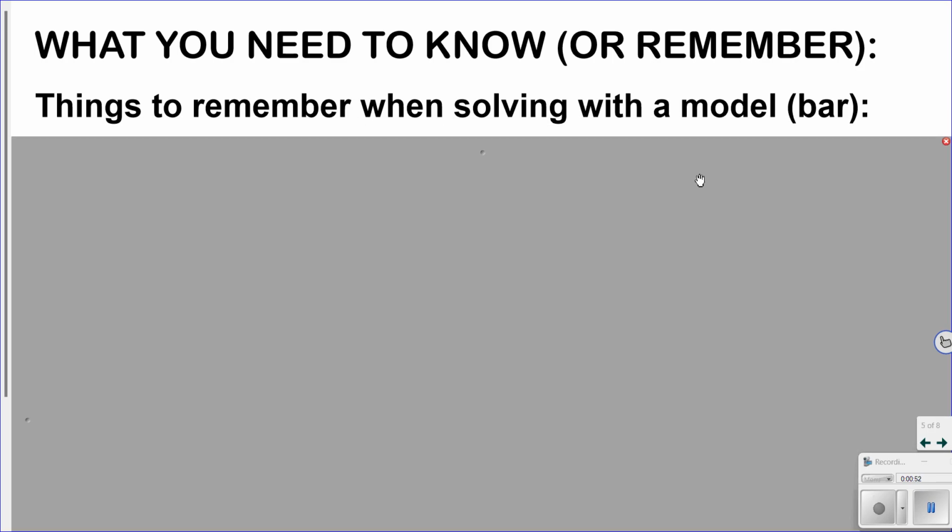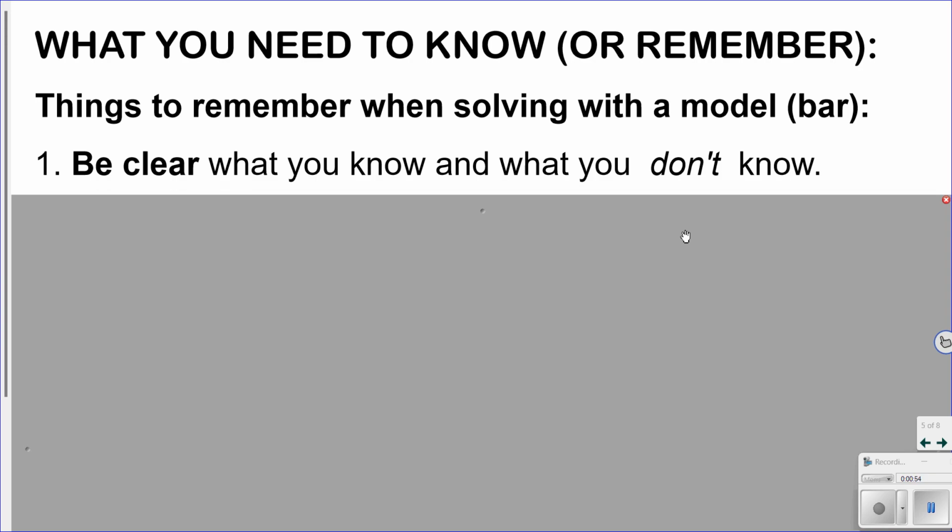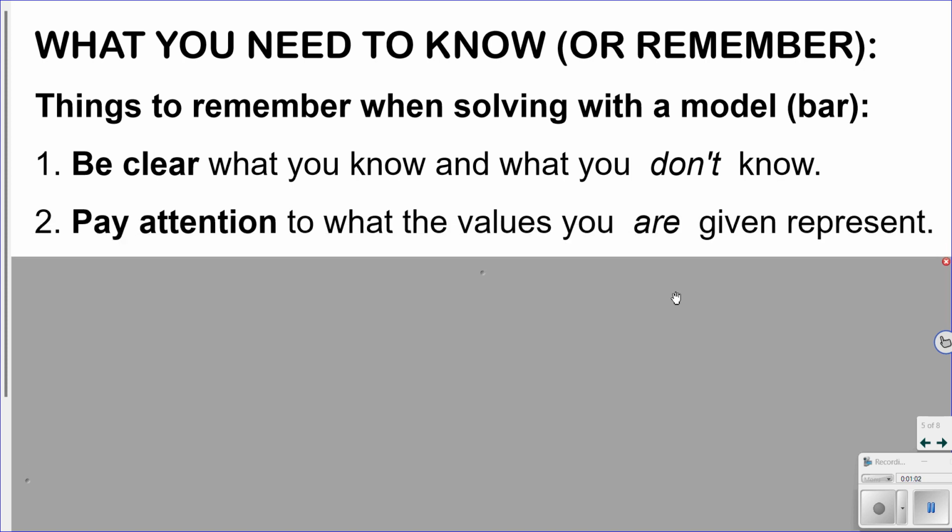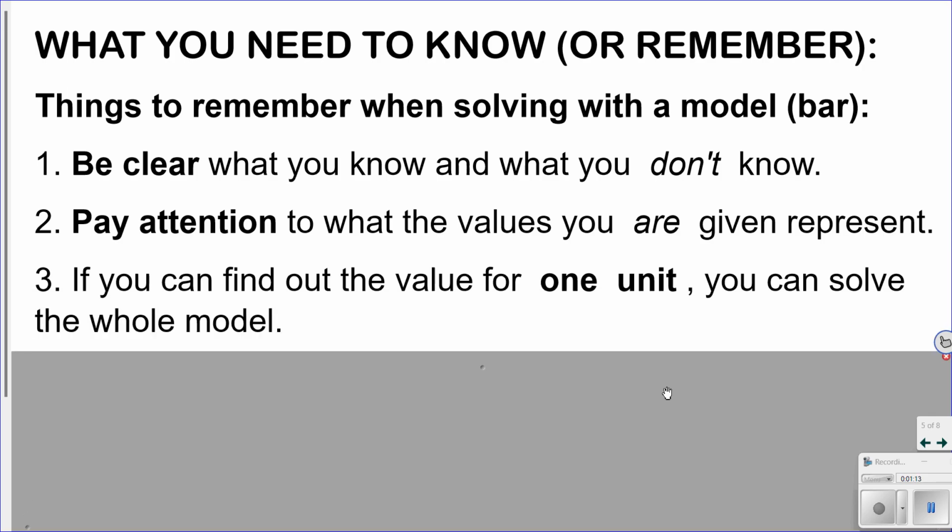When you're solving with a model or a bar, be clear first off about the things you know and what you don't know. What are you given? What are you trying to solve? Also, be sure to pay attention to the values and what the values you are given represent. And then always keep in mind, if you can find out the value for one unit, you can solve the entire model. So let's see what this looks like in action.